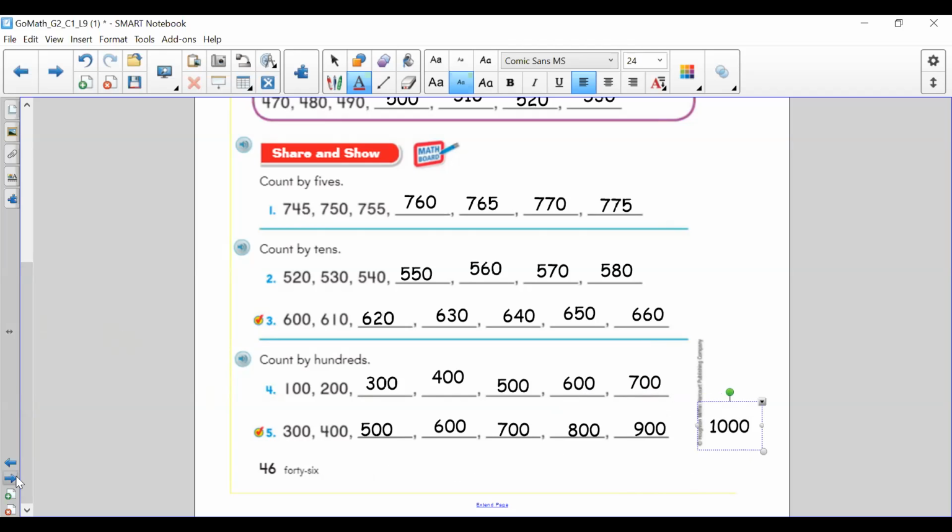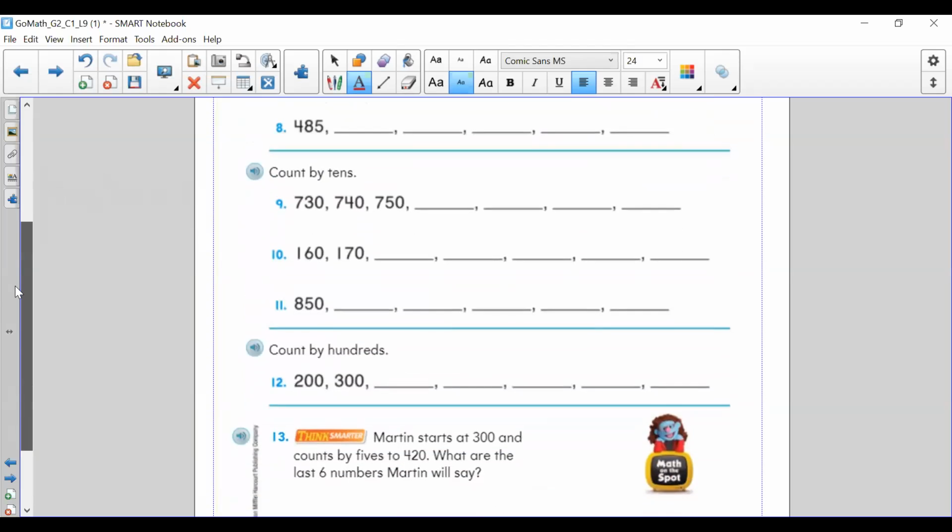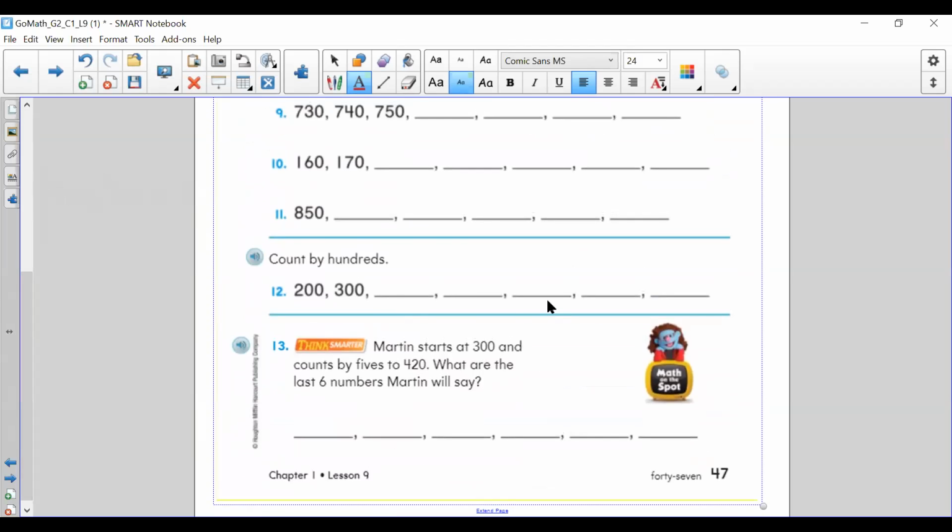Okay, and on to our next page. This one says on your own, so that would be up to your teacher if you can do it on your own, or we can do it together. So pause the video if you're going to be working on your own, and then we will reveal the answers after you work on it on your own. Now, the top part says count by fives, then count by tens, and then count by hundreds. And that is on your own. And then we will do math on the spot together.